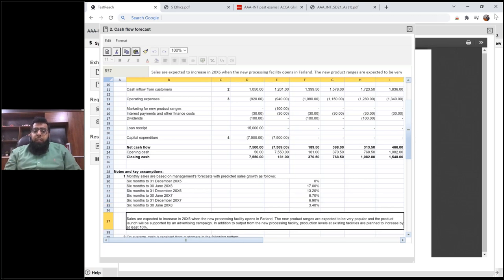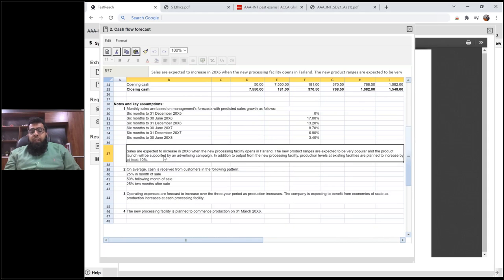Sales are expected to increase in 2006 when the new processing facility opens in Farland. The new product range is expected to be very popular and the product launch will be supported by an advertising campaign. In addition to output from the new processing facility, production levels at existing facilities are planned to increase by at least 10%. He says that we will increase our existing productions also by 10%.